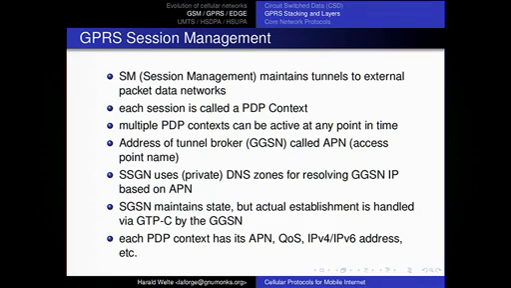The resolution of where you connect to, which tunnel broker, which is called GGSN, you use is done by the APN, the access point name. The mapping from access point names to IP addresses of the GGSN is done by using DNS, and they have private DNS zones which are accessible only to the GSM operators for resolving those names and IP addresses.